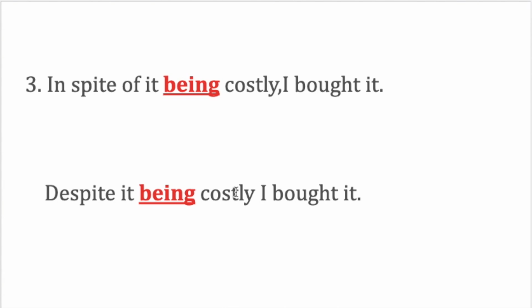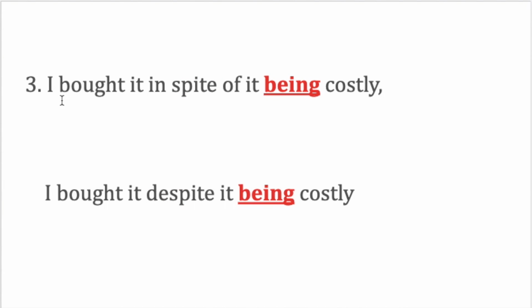So despite it being costly, I bought it. Contrasting ideas: costly, you shouldn't have bought it. How is the contrast created? Costly and buying are contrasts to each other, because the word costly is asking you, oh, don't buy it, but still you went opposite and you bought it. That's how in spite of or despite creates contrast in the given sentences. You can interchange also. You can say I bought it in spite of it being costly, I bought it despite it being costly.